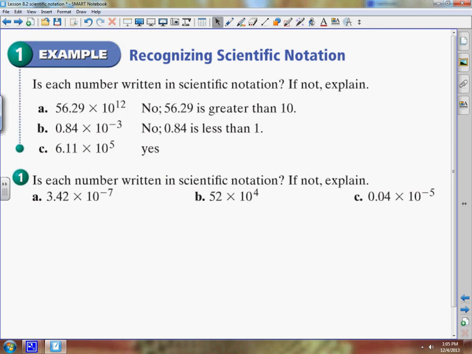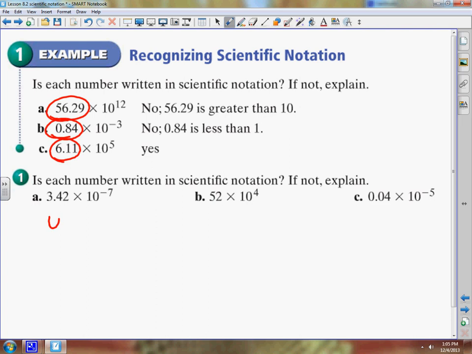Is each number written in scientific notation? If not, explain. So if I look at this one, it is a no right off the bat because 56 is greater than 10. And this is a no because 0.84 is less than 1. This is yes because you have 6.11. So try A, B, and C.